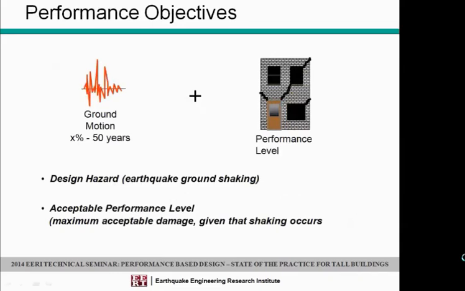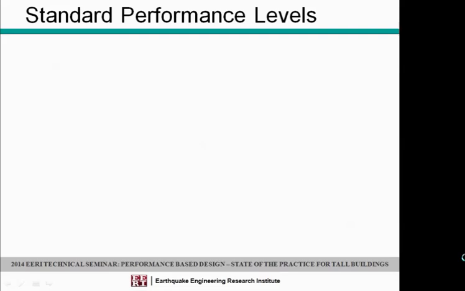Selection of performance objectives. Performance objectives have two parts. There's a specification of a design earthquake level, typically done as some earthquake motion that has some probability of exceedance in 50 years. 10% in 50 years is a common one, 2% in 50 years is a common one, 50% in 30 years is a common one, but generally we select a ground motion with some probability of being exceeded. And then you accept a performance level that you want your building to be able to meet or exceed, given that it experiences that level of earthquake shaking.